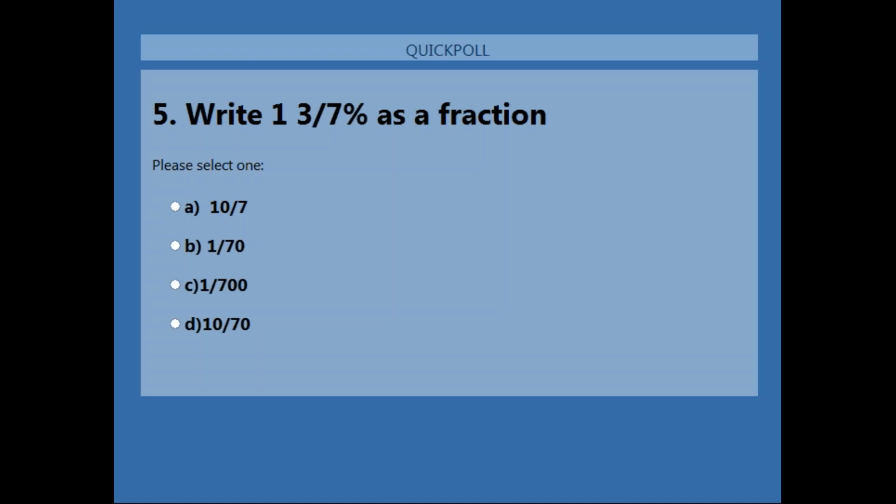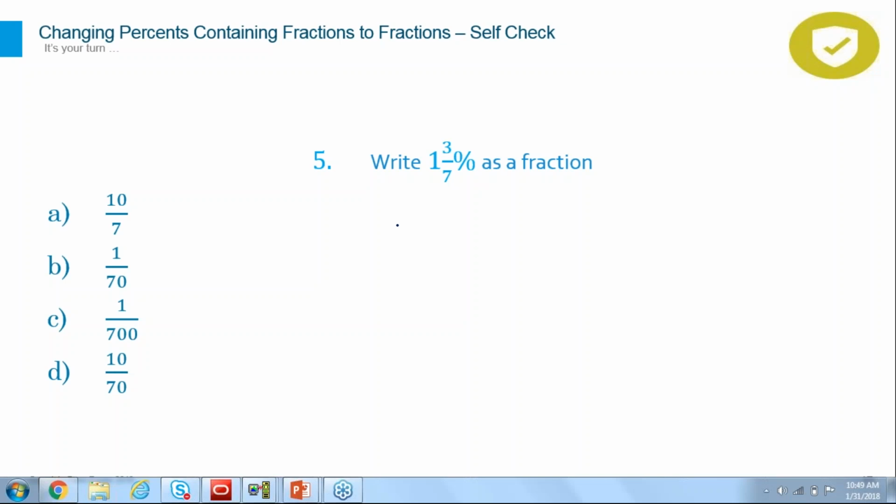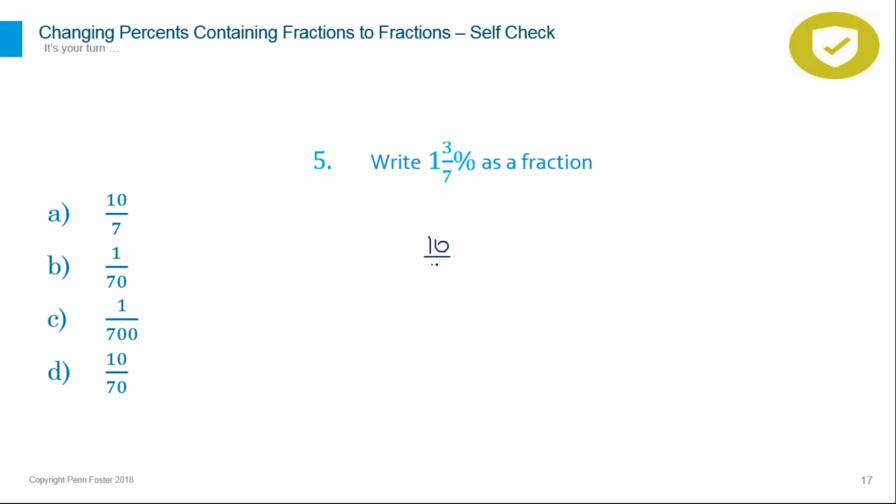Okay, let's do the question together. So the same thing, it's a mixed number. I cannot use it as is. So I'm going to switch the mixed number to 10 over 7% and then divide. So 10 over 7 divided by 100, and that will become 10 over 700. We know we can just cancel out the zeros, and that would be 1 over 7. This is the fraction form of this percent, and the answer is B.